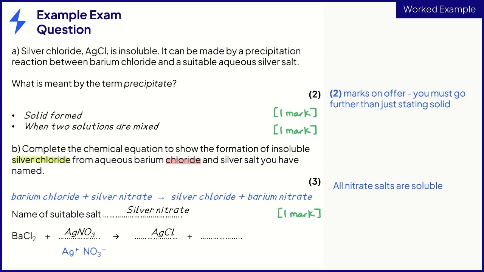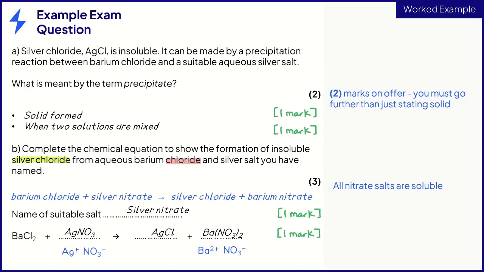However, barium forms a 2 plus ion, as it is a group 2 metal. So we need 2 nitrate ions, each with a 1 minus charge to form barium nitrate. Remember to include brackets in this formula. Now you need to balance this equation.